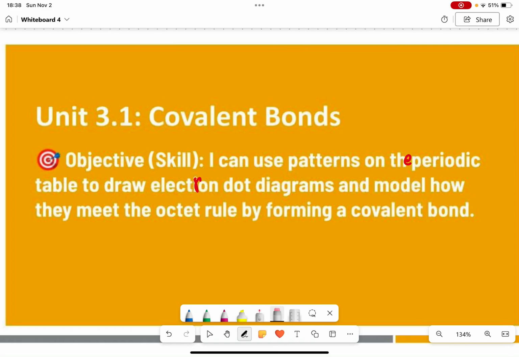In this video, we are going to look at covalent bonds. By the end of this video, you will be able to use patterns on the periodic table to help you draw the dot diagrams and model how they meet the octet rule by forming a covalent bond.